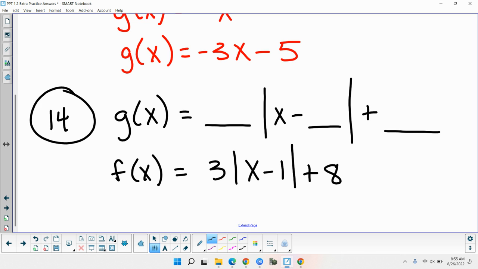So if it's a reflection in the x-axis, what happens to my 3? Negative. Followed by a translation 3 units right. Okay. So 3 units right of that, do I subtract 3 or add 3? Subtract 3. So -1 and a -3 makes it a total of -4, right? 2 units down.